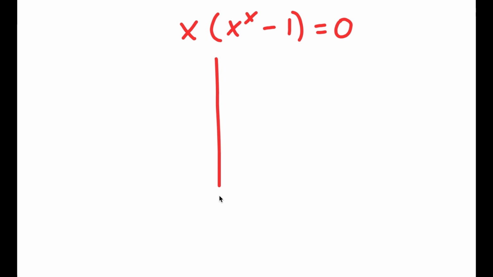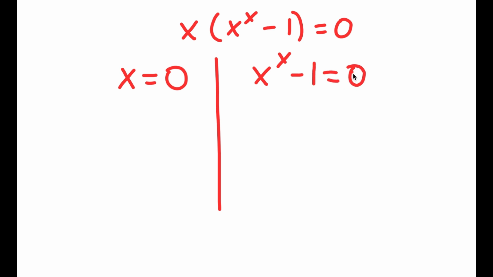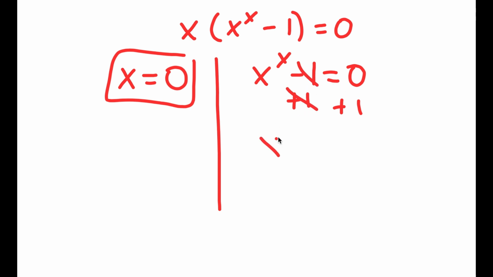So now this gives me two equations. I have x is equal to 0, and I have x to the power of x minus 1 is equal to 0. So x equals 0. This is already a solution. Now for x to the power of x minus 1 equals 0, I'm going to add 1 on both sides. So then these two cancel out, and I get x to the power of x is equal to 1.